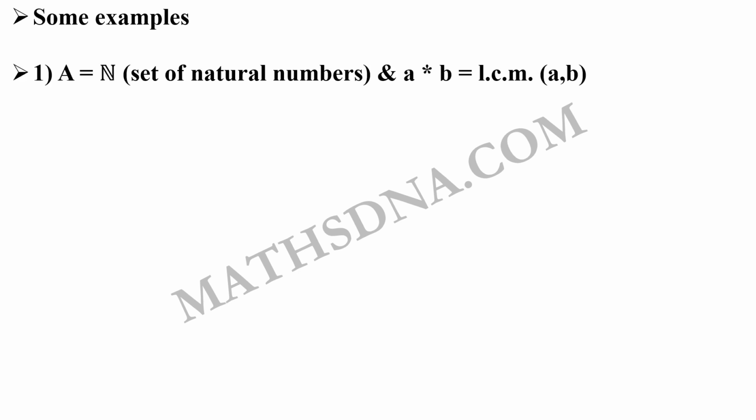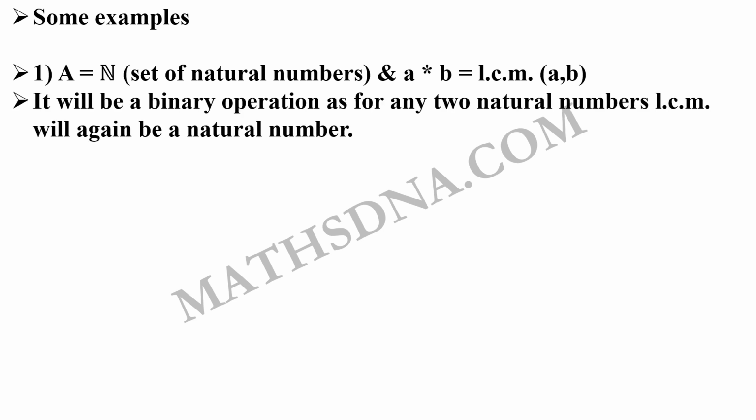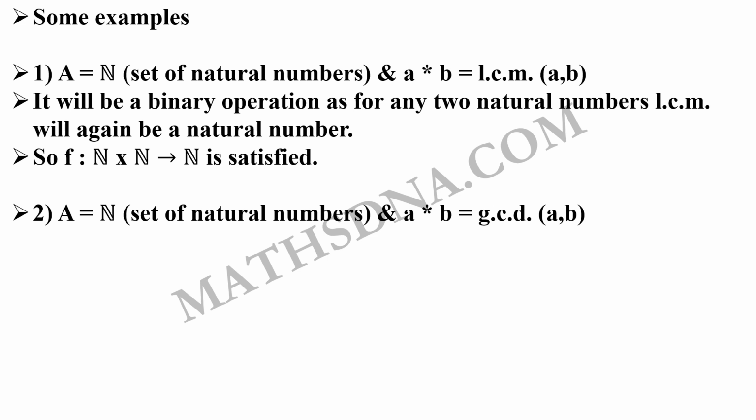The first one, let A be equal to N, the set of natural numbers, and a star b equals LCM of a and b. So definitely it will be a binary operation. As for any two natural numbers, the LCM will again be a natural number, and thus our function will be defined and satisfied from N cross N to N, because the answer of the LCM will again be a natural number. Similarly, we can take GCD.